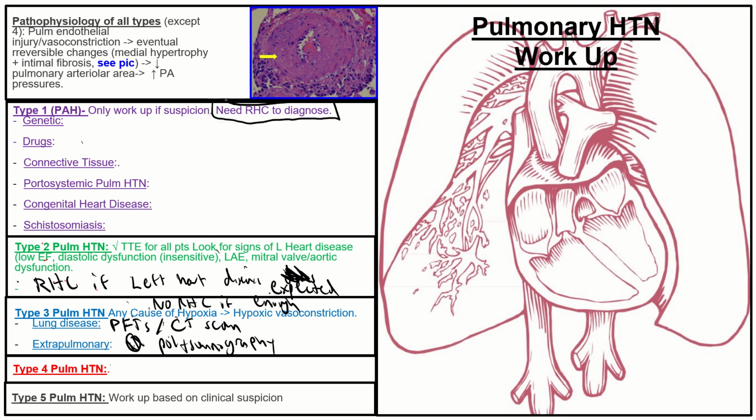And what are we really looking for on right heart cath? There are a lot of things. Remember, mean pulmonary pressure greater than 20 is a diagnosis. So you're looking for that mean pulmonary pressure here of greater than or equal to 20.